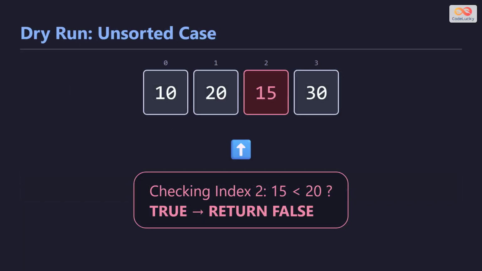Let's trace this on an unsorted array. We check index 1 against index 0. 20 is greater than 10, so that is fine. Then we move to index 2. Here, 15 is less than 20. This violates our condition. We found a drop in value, so we stop and return false.